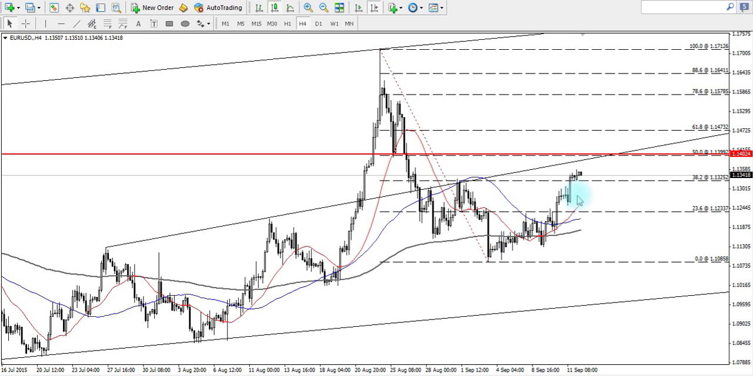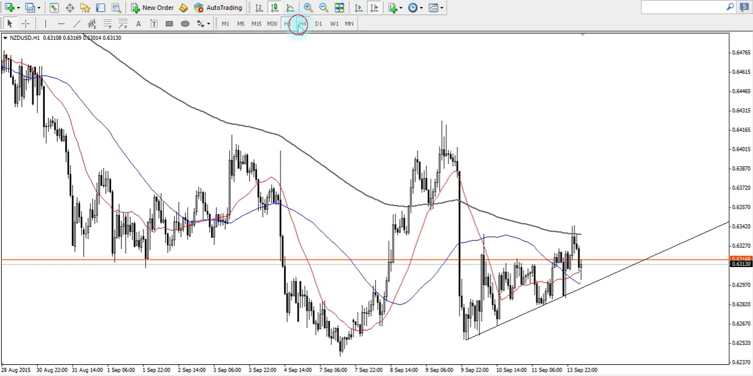So take note of that, and of course the target profit is all the way back to the bottom. That will be about 400 pips of profits to be made. So that is for the euro against the US dollar. Next we have the New Zealand dollar against the US dollar.